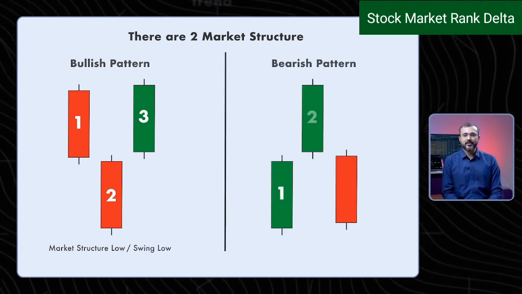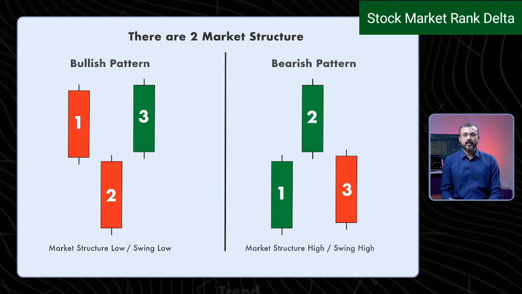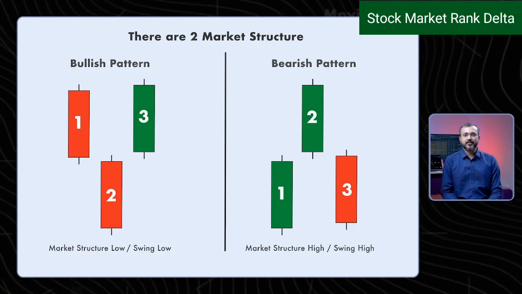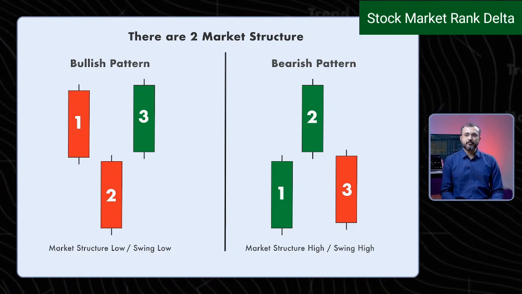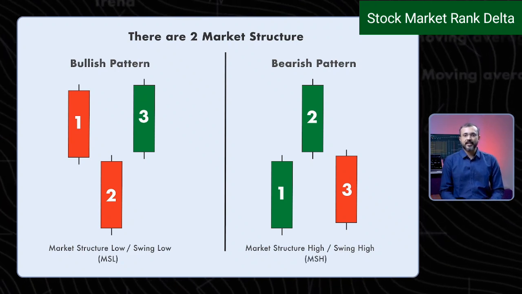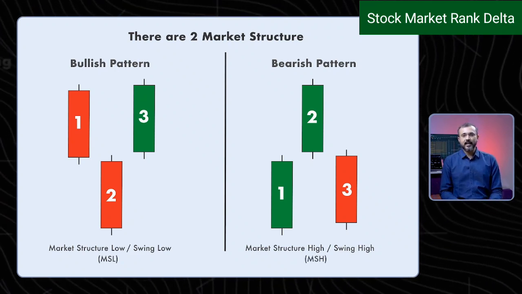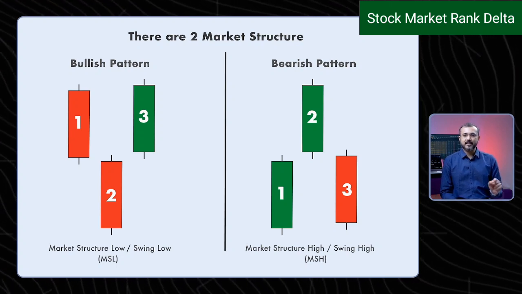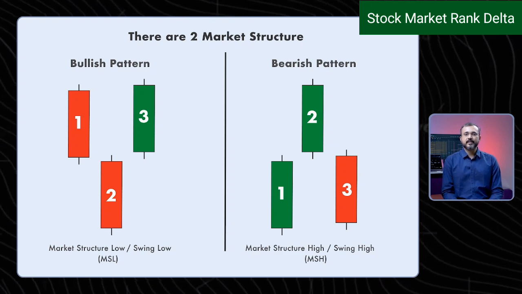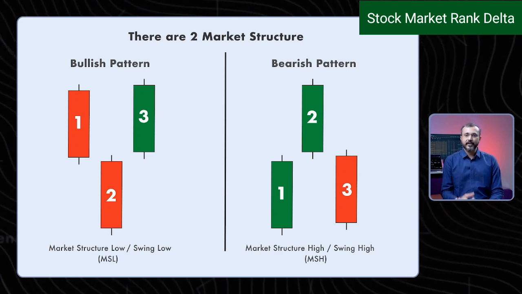The other type of market structure is market structure high. It's a method of plotting swing high. So there are two types of market structure: low and high. They are abbreviated as MSL and MSH, where MSL stands for market structure low and MSH stands for market structure high. It's a way of plotting swing highs and swing lows. Now that we have understood there are two types, let us understand how to plot them.